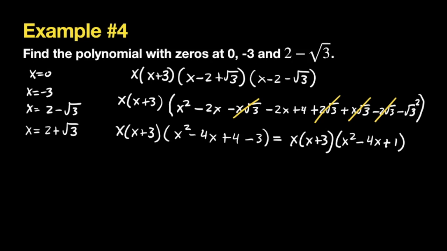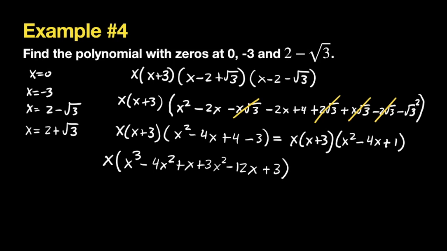I want to multiply the x at the end. So right now I'm only going to focus on multiplying the binomial, the two terms, with the three terms. So the x is going to still be outside. And then when we multiply that out, we get x to the third minus 4x to the second plus x plus 3x to the second minus 12x plus 3.